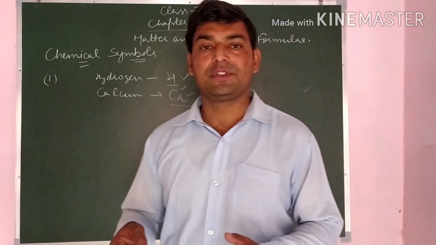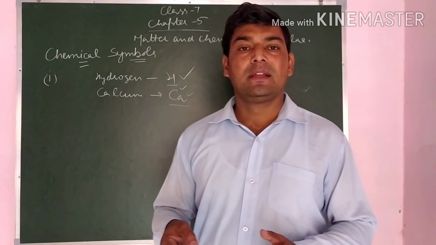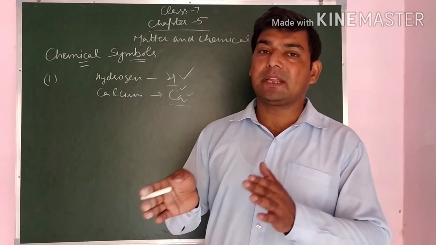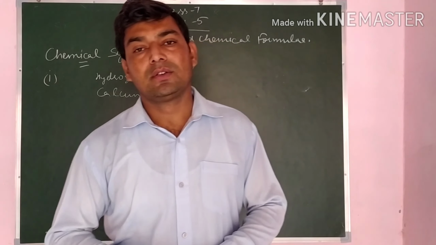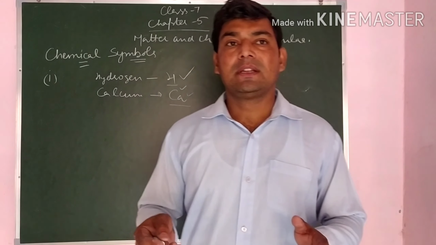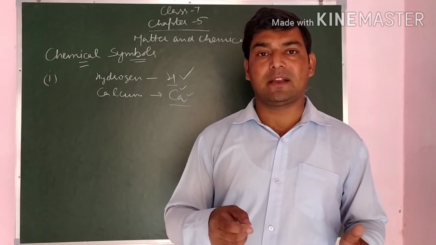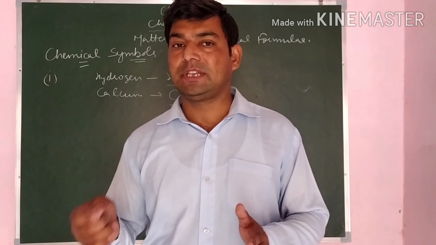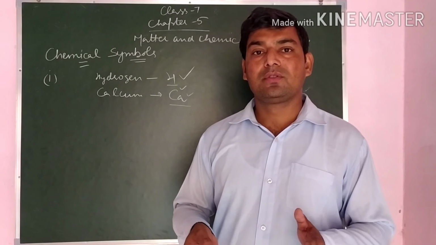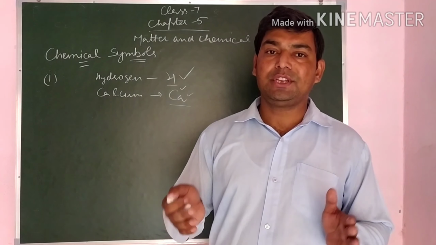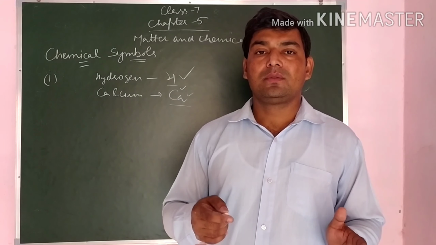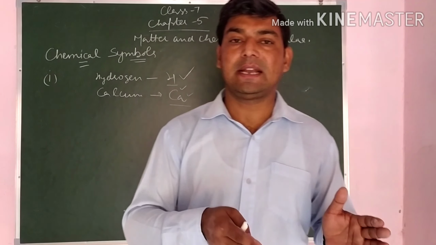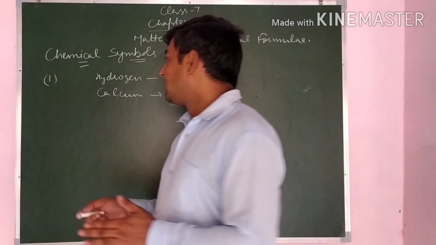Second, the symbols of some elements are given from the first letter of the element, like for oxygen it is O, for hydrogen it is H, for sulfur it is S. So the first letter of that element is given as a symbol. But there are such elements that start with the same letter, that is, calcium and carbon both start with C. To distinguish between these two elements, two letters are used. The first letter is capitalized and the second letter is small.